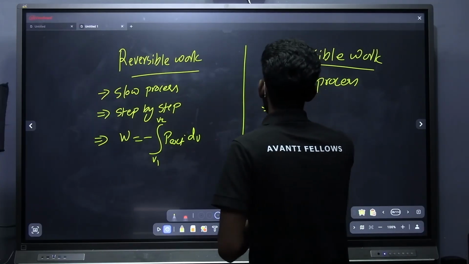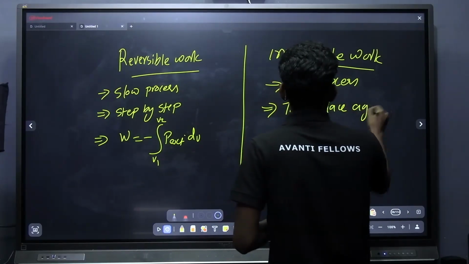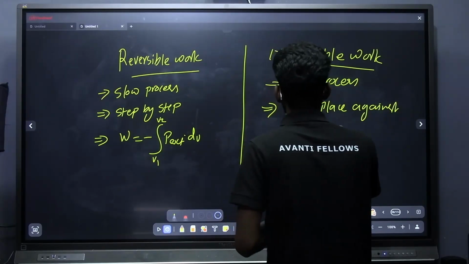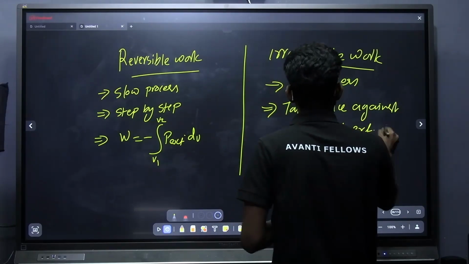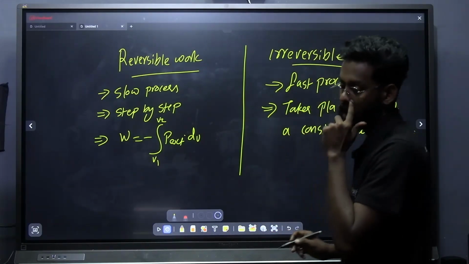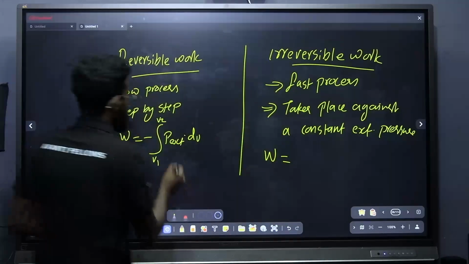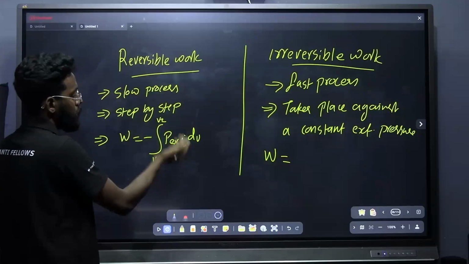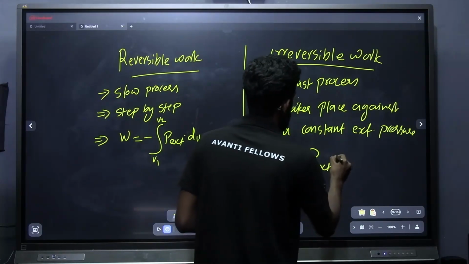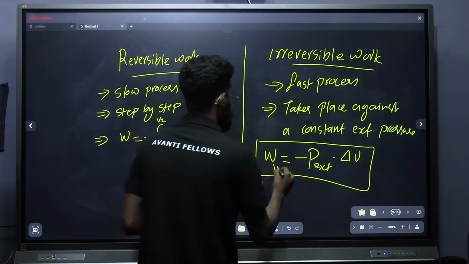And this irreversible work takes place against a constant external pressure. As it is taking place against a constant external pressure, this P external will be a constant, it will come out of it, and we will be getting the equation P external into delta V as the work done for irreversible process.